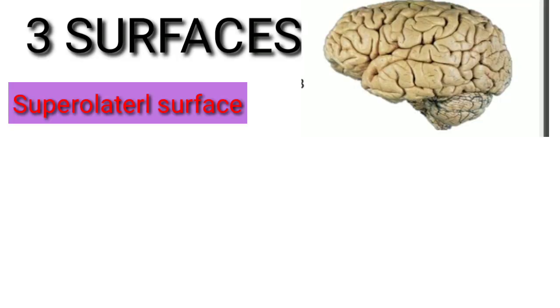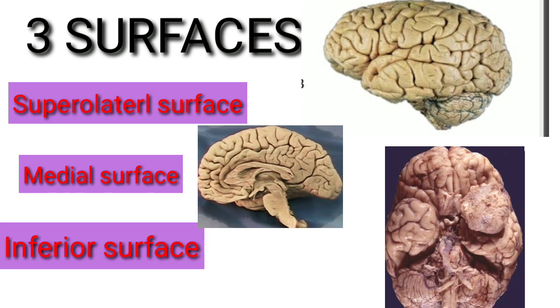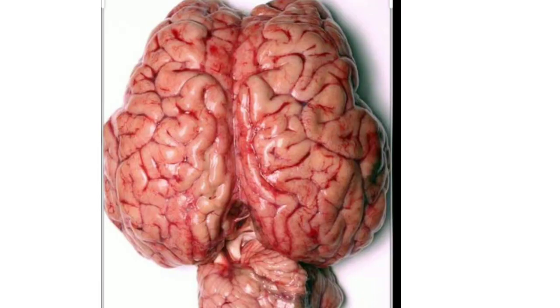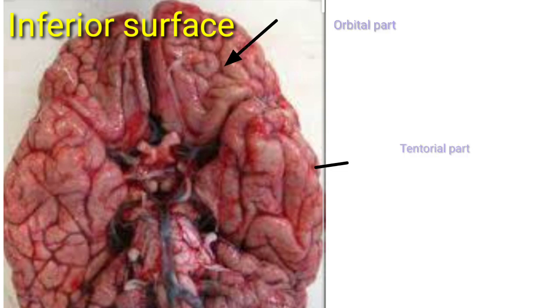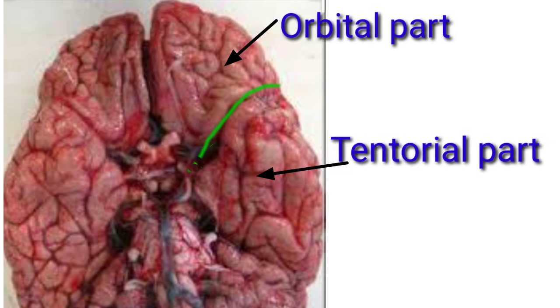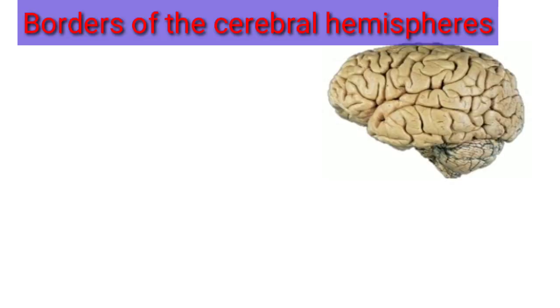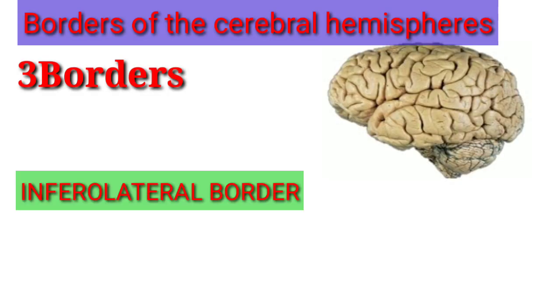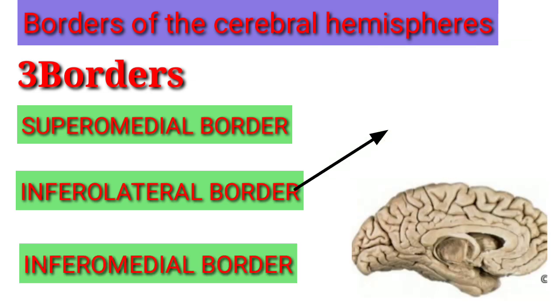Next, let us see the surfaces of the cerebral hemisphere. The surfaces are the supralateral surface, medial surface, and inferior surface. The right and left medial surfaces enclose the longitudinal fissure. The inferior surface is subdivided into orbital and tentorial surfaces by the stem of the lateral sulcus. Next, let us see the borders of the cerebral hemisphere. Three borders: supromedial border, infralateral border, and inframedial border.